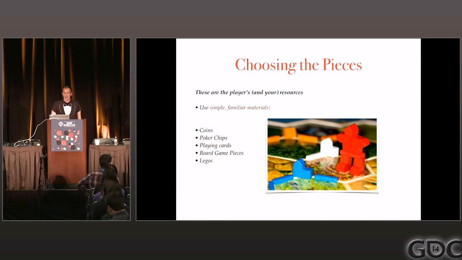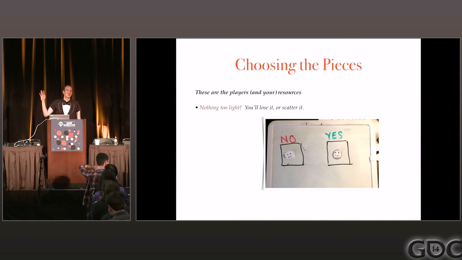So now, it's time to actually start building. And I'm going to rush through this because it's pretty straightforward. Choose your pieces and use simple, familiar materials, as I said before. One quick note, don't use anything too light. You're going to be tempted to draw on paper and make a little resource that way. But once you start playing these games, that's going to go all over the place. Weight it down on something like a coin, or it'll scatter. Making the board.